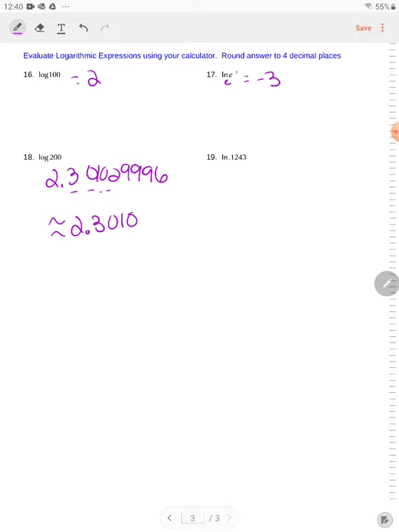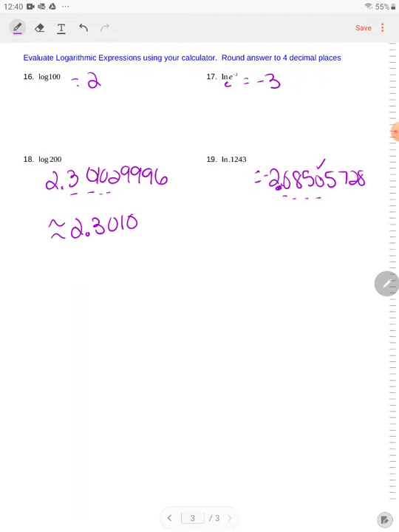Okay, now be careful. That's ln of 0.1243. And we get -2.08505728. Again, we want 4 decimal places right here. So here, I should have checked the 5 because I want the 0 there. If I'm looking at 5, 5 tells you to round up. So this answer is approximately -2.0851.